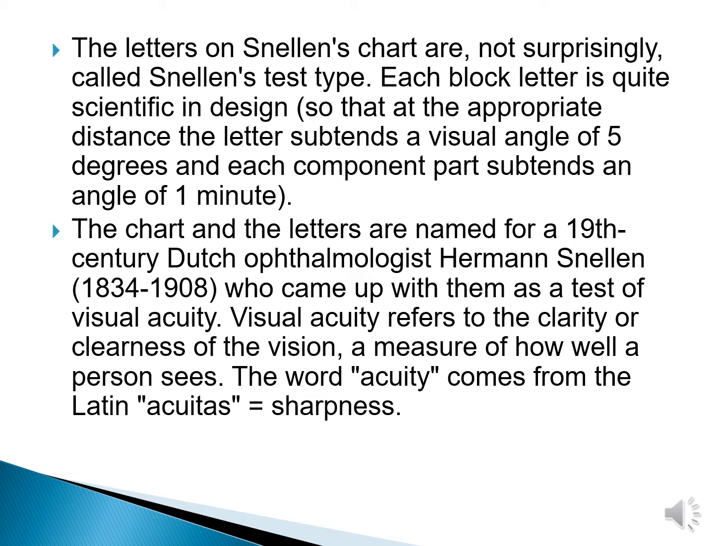Each block letter is quite scientific in design so that at the appropriate distance the letter subtends a visual angle of 5 minutes and each component part subtends an angle of 1 minute. Second, the chart and the letters are named for the 19th century Dutch ophthalmologist Herman Snellen, 1834 to 1908, who came up with them as a test of visual acuity.